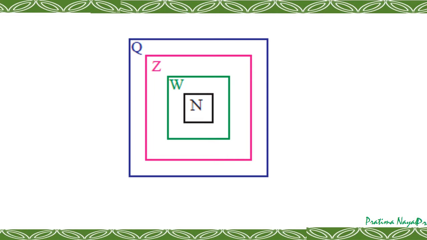Next, when you add negative numbers to whole numbers, you get the integers. So a natural number can be a whole number, a whole number can also be an integer, but not all integers are whole numbers. Similarly, an integer can be a rational number, but not all rational numbers are integers.